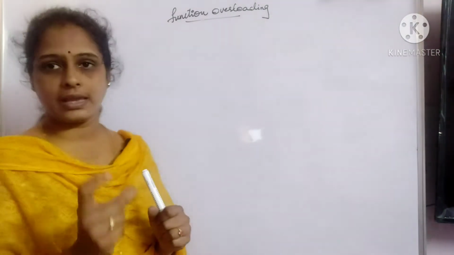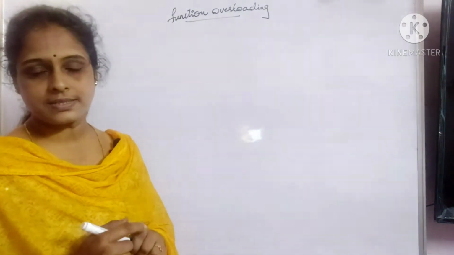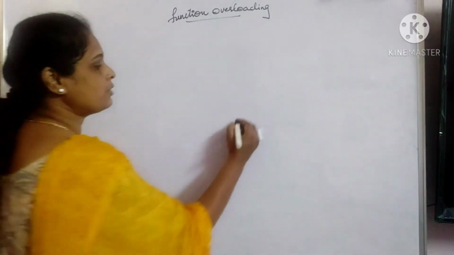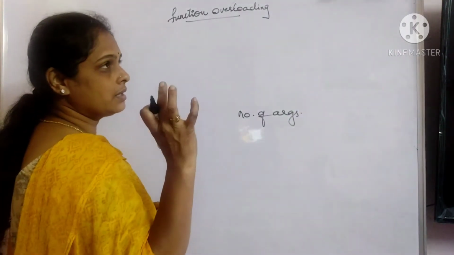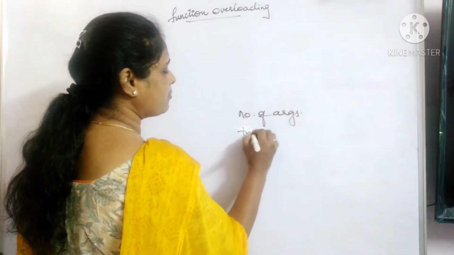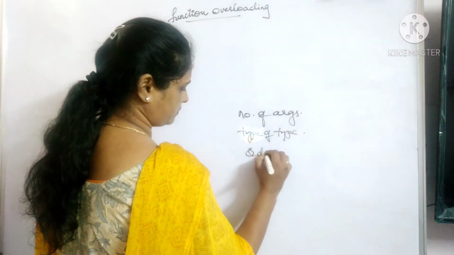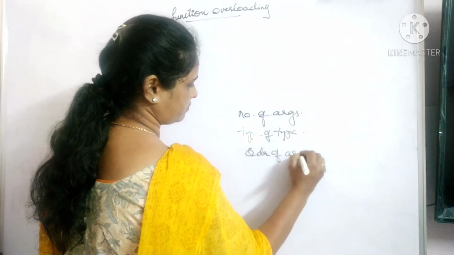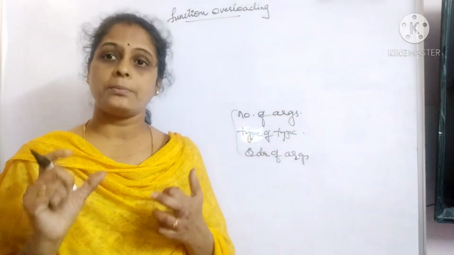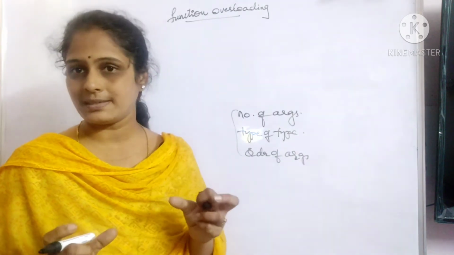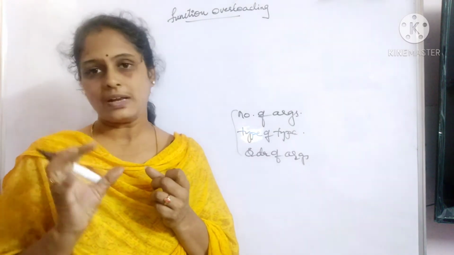The function's name will be the same, only the signature may vary. That means the differences may be in terms of the number of arguments you are giving, the data type of the arguments, and the order of the arguments you are giving. So the signature of the function varies here. The name of the function will be the same. Only the signature of the function will vary.